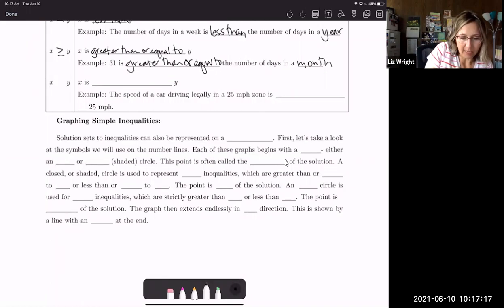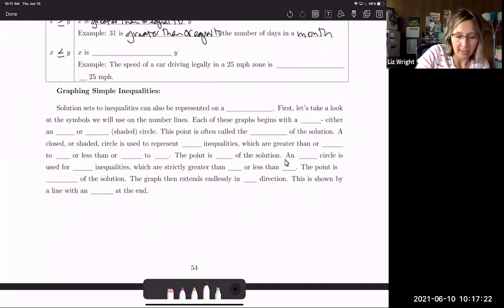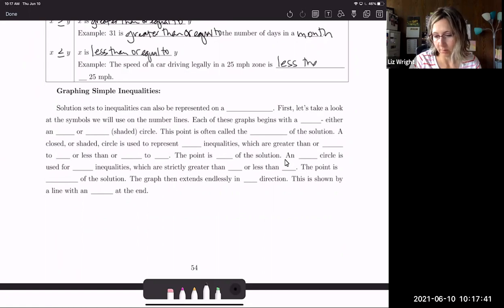And then lastly, we're going to have x is less than or equal to y. X is less than or equal to y. So an example, the speed of a car driving legally in a 25-mile-per-hour zone is less than or equal to 25 miles per hour.